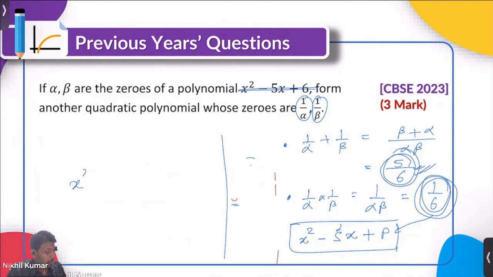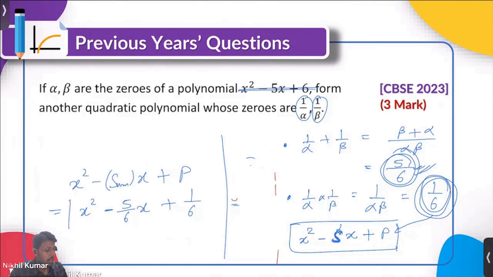X square minus the sum times x, this is s, s for sum, plus the product. So this would become x square minus 5 upon 6 x plus, what is the product? It's 1 upon 6.